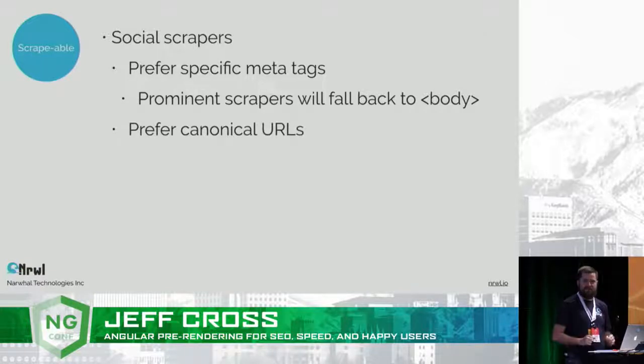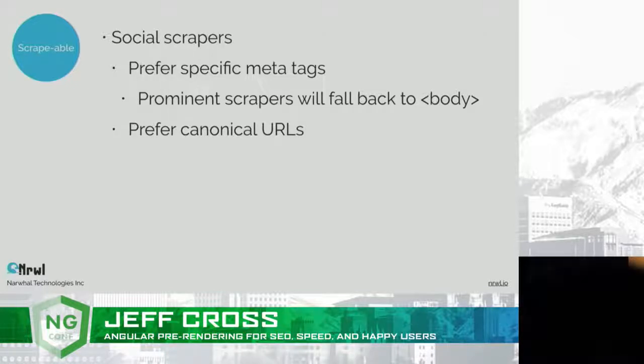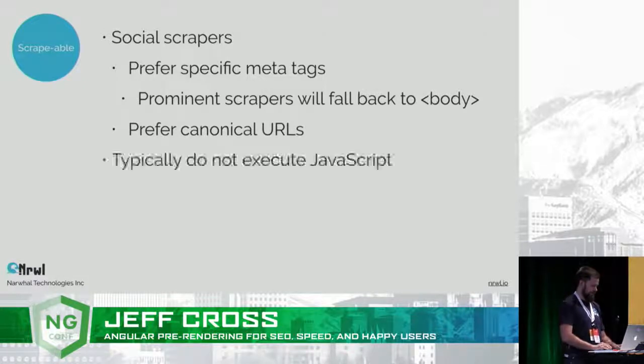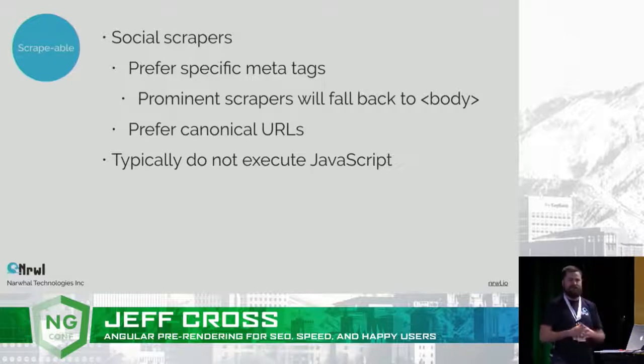Another thing they like to see is canonical URLs. So if you have the same content that can be accessed at different URLs, they want to know what the single authoritative URL is for that, and they want you to tell them that by using the link rel canonical tag. And they typically don't execute JavaScript. So these meta tags and the link rel canonical they want to see, you need to have those in the document that's returned from the server when their scrapers are requesting that page and parsing it.